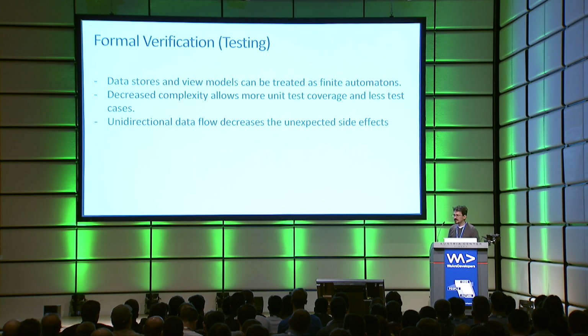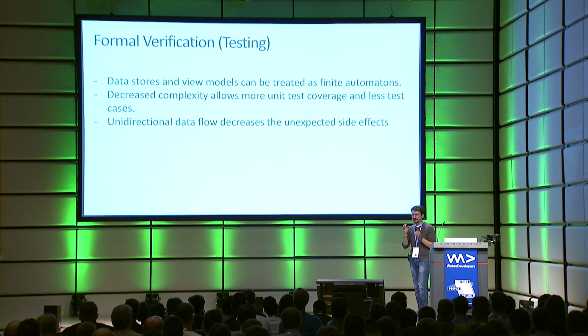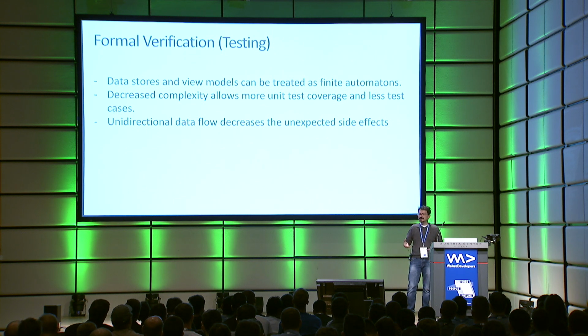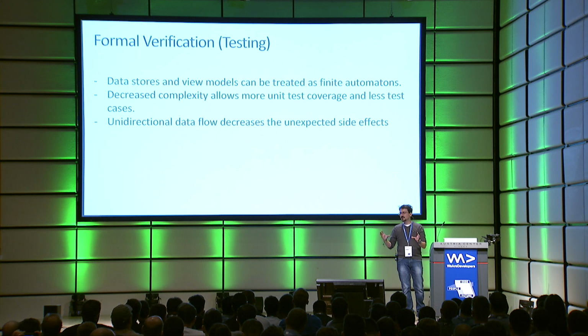However, since we changed the direction of the data and delegated the actions that are executed on the data store, now the view model verification process is much easier. Basically, we just mock the data store and treat it as a finite automaton, because you can predict exactly what is going to happen with the input of the data from the user. So it's basically simplifying the view model side.